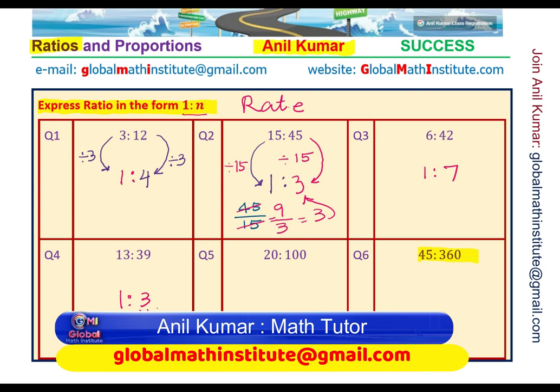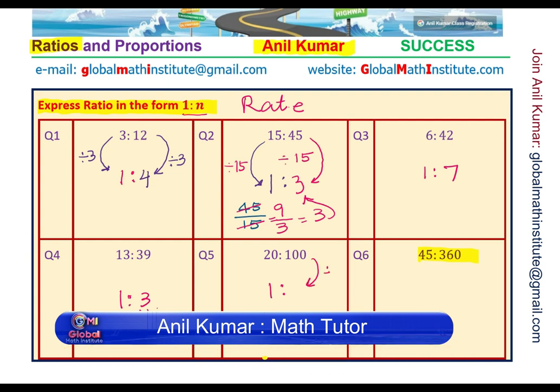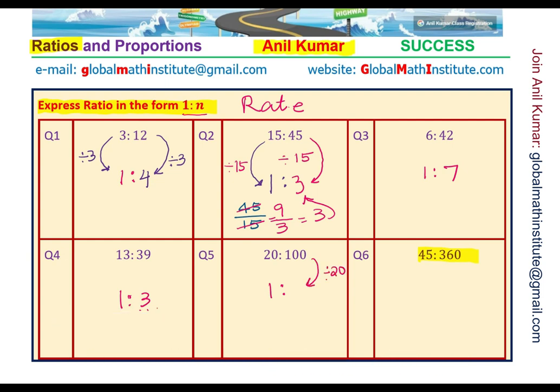20 to 100. So we want to write here 1. That means I have to divide 100 by 20, right? So we have to divide by 20. Zeros cancel. 10 goes 5 times, so 1 is to 5 is the answer in the simplest form 1 to n, right?